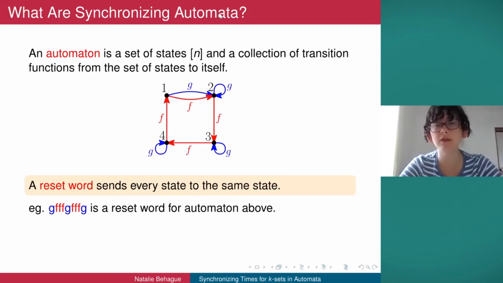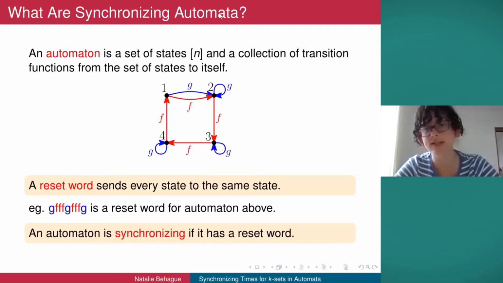It's worth bearing in mind that not all automata have reset words. So if all of your transition functions are permutations on the set of states, obviously you're never going to have a reset word because you're never going to send 2 states to the same state. So that's a necessary but not sufficient condition. We call an automaton synchronizing if it has one of these reset words, which are also sometimes called synchronizing words.